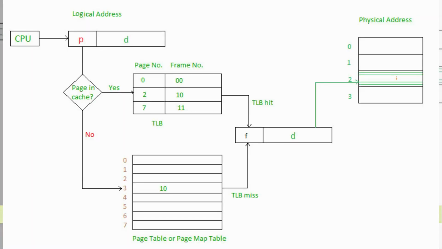As you can see in the diagram, the CPU generates the logical address where the page number P is checked. If it is in the cache, then it goes to the TLB. If it is not there, then it goes to the page table. If the TLB gets a hit, the frame number F is obtained. Even if the TLB gets a miss, it is stored in frame number F, where F and D combine to make the physical address.